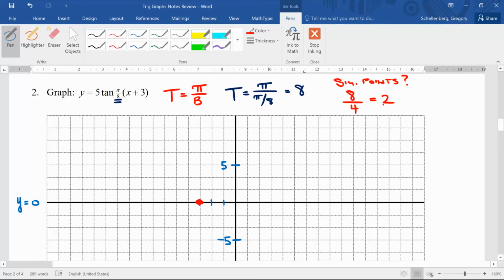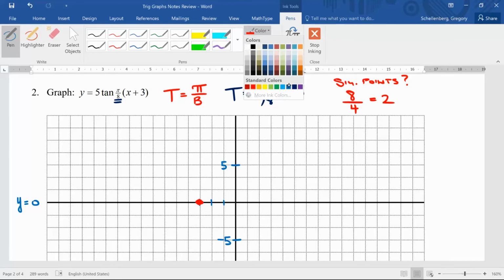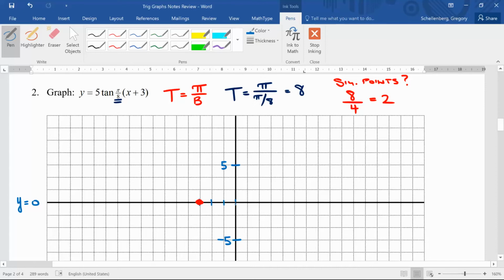Okay, so I will add a few more notches here, and we'll just talk about some of what's happening as we go. Okay, so negative 3 is our starting point. Negative 1 is 1 significant point to the right, and positive 1 is 2 significant points to the right. Negative 5 is 1 significant point to the left of where we started, and negative 7 is 2 significant points to the left of where we started.